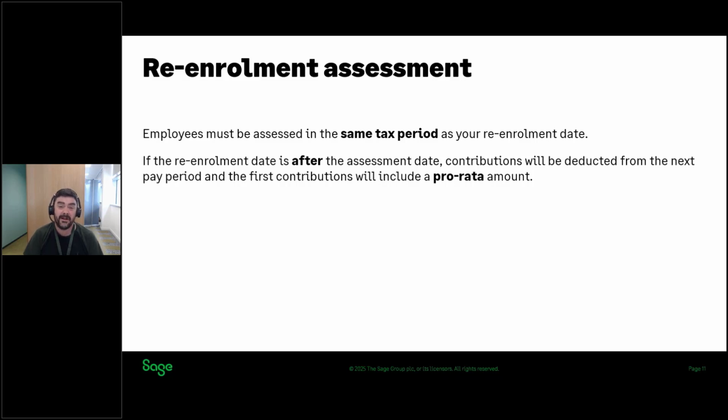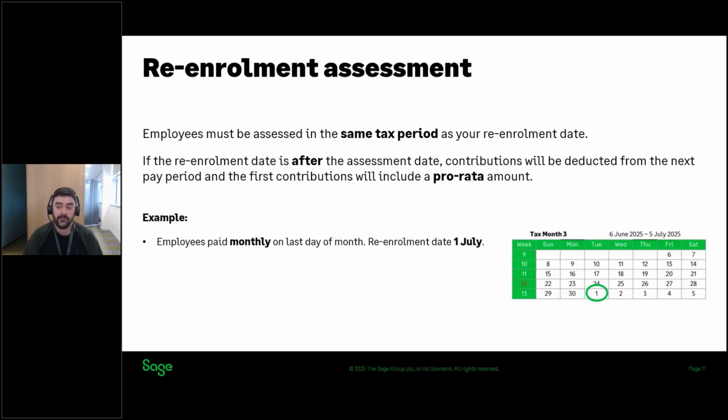Now, if that's sounding familiar, this is something that was quite common for employers that had a staging date, or perhaps on your previous re-enrolment, and especially with monthly payrolls, where pay date tends to be towards the end of the calendar month. If you've set your re-enrolment date to be the first of the month, which would obviously fall after that date, but in the same tax period. This is best illustrated with an example, so let's show you one now.